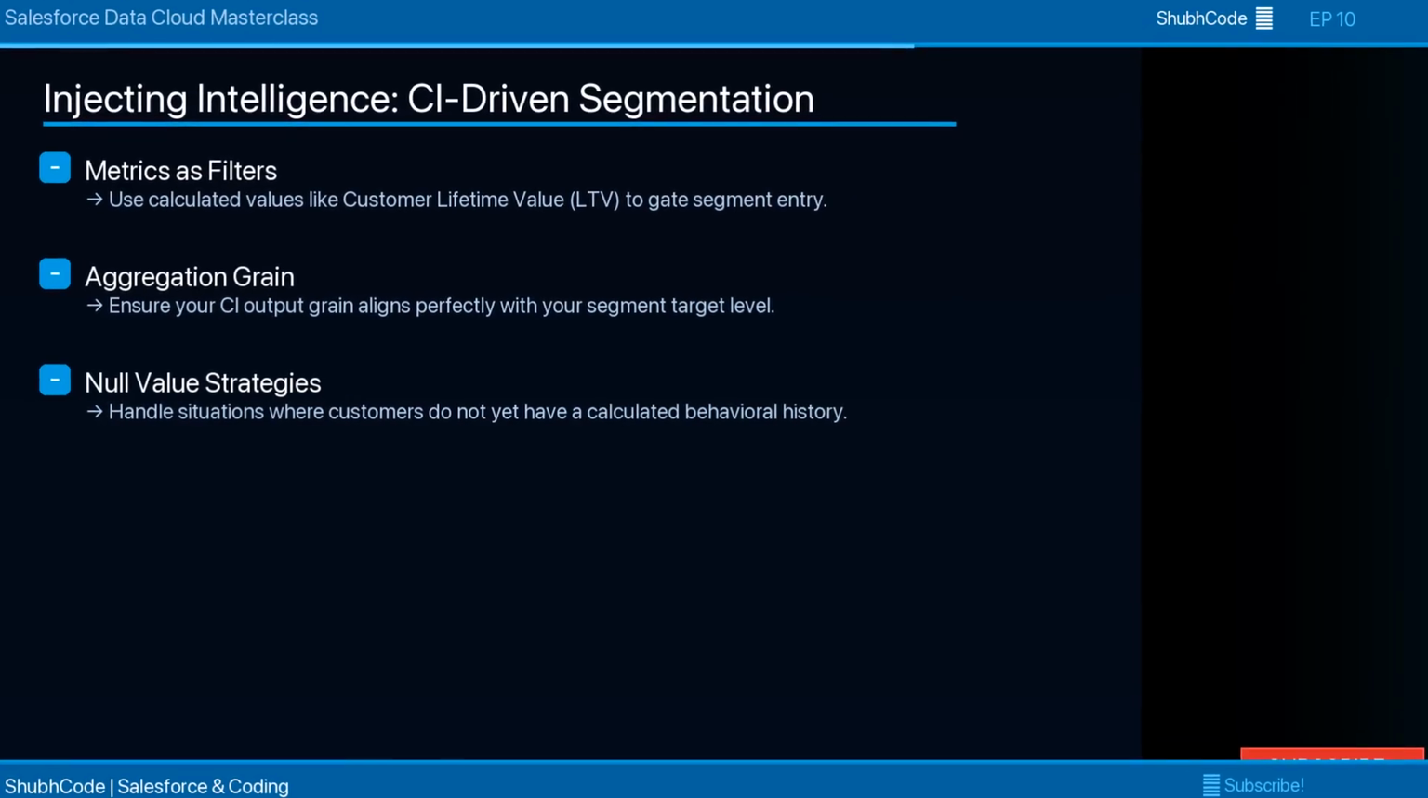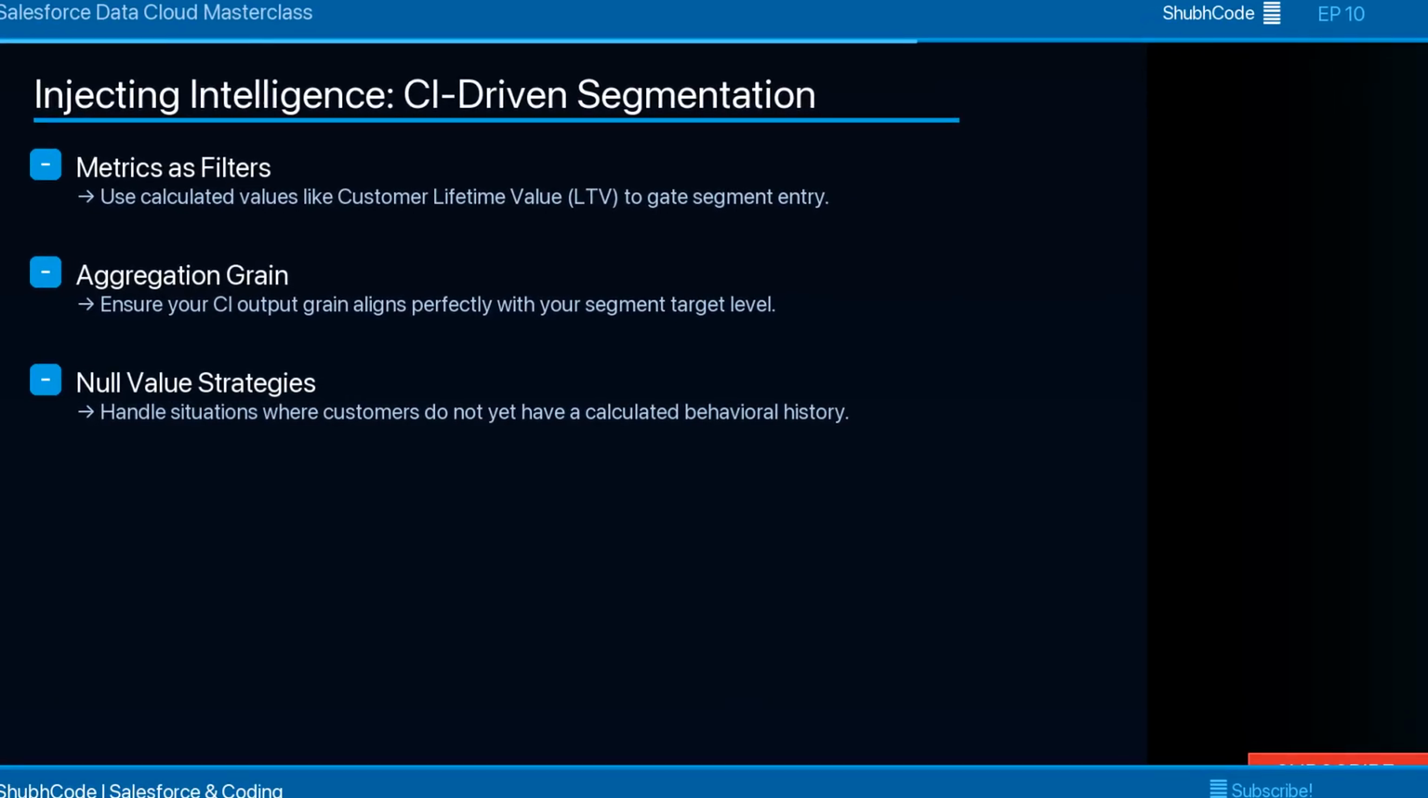This is where the real architectural magic happens. We can inject calculated insights directly into our segmentation filters. For example, instead of calculating a customer's total spending on the fly, which would degrade performance, we pull in a pre-calculated lifetime value metric. This means your segmentation engine only has to evaluate a single, static value per profile. It turns an expensive calculation into a simple numerical filter, allowing segments to publish in minutes.